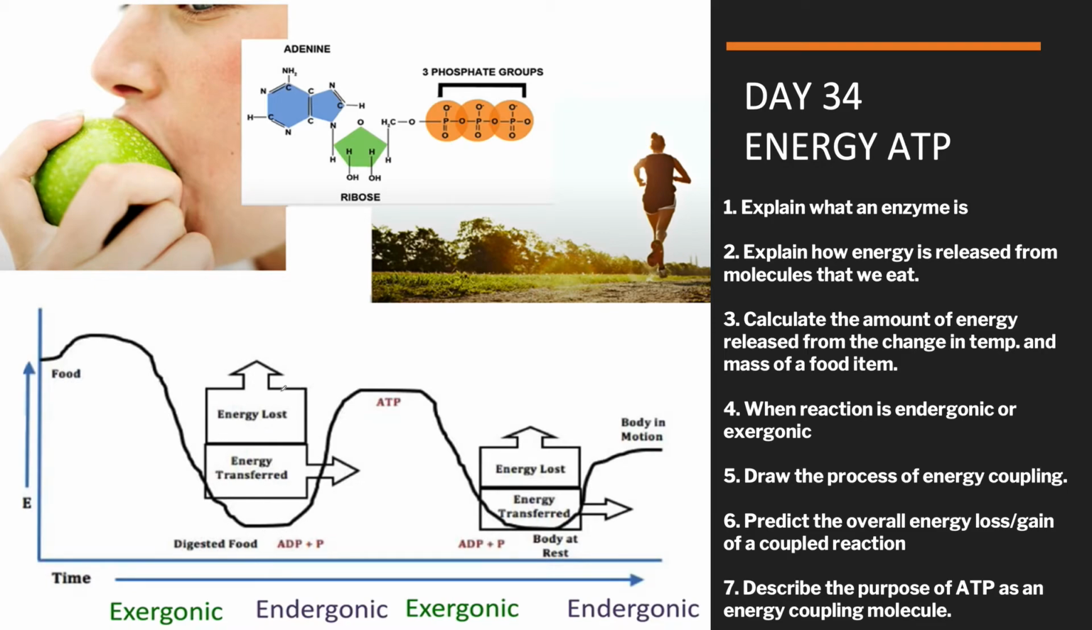But because the process of digestion and eating doesn't happen in the same place or at the same time as, for instance, running a marathon, we store it temporarily in this molecule called adenosine triphosphate, or ATP, that's pictured right here. It's simply stored in the potential energy of shoving three negatively charged phosphate molecules together. They don't like to be together.